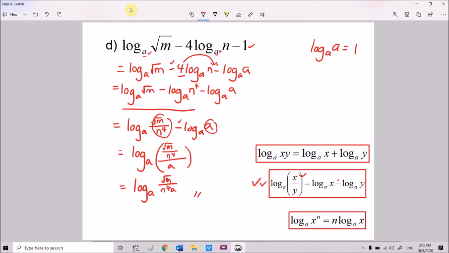So the trick here for question C and question D is whenever you have a single number, you always convert it to log with the base which is the same as the other terms, so that you can use the 3 laws to simplify them. And whenever you have a number in front of a log, you always have to use a power law to bring it to the front before you simplify the terms.